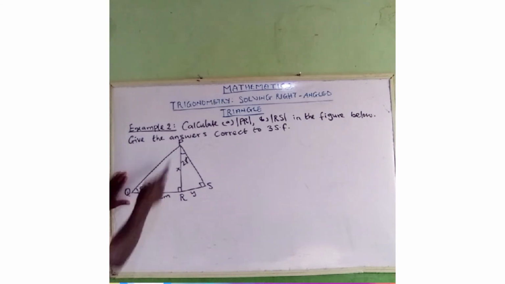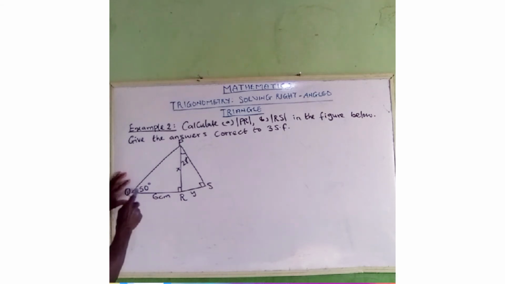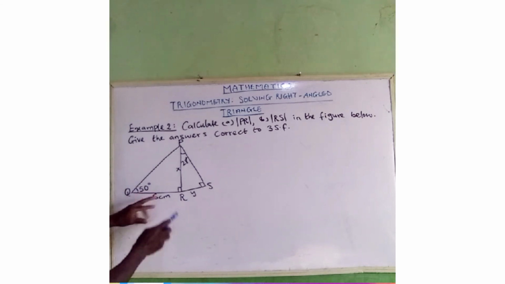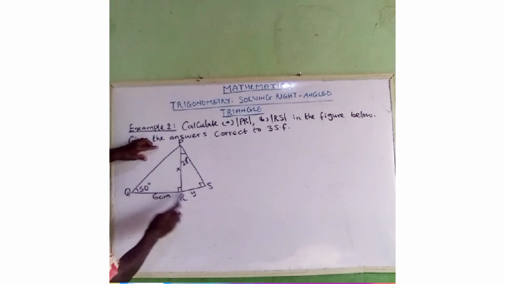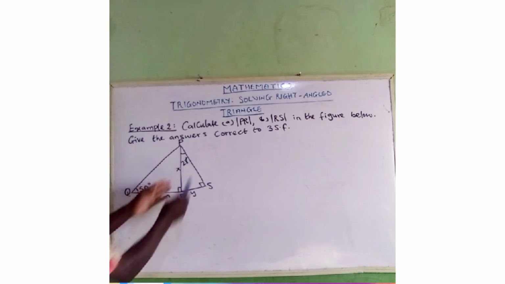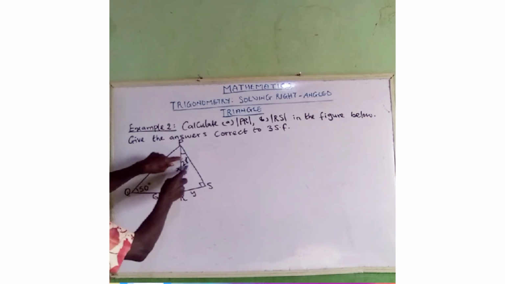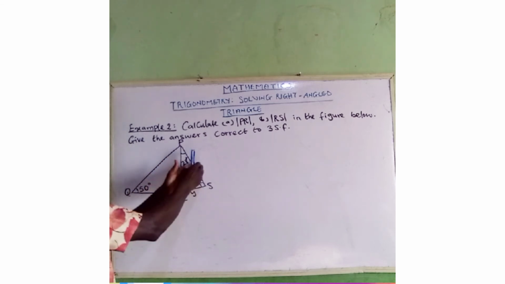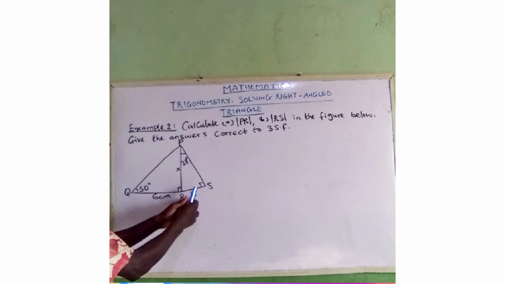Here we have triangle PQR. Our angle Q is 50 degrees, and we also have triangle RPS, where our angle is 28 degrees. In this PQR, we are given 2 parameters, angle 50 degrees and side 6 centimeters. And in triangle RPS, we are given only an angle. So in this case, we cannot use this triangle to calculate the value of X or the value of Y.